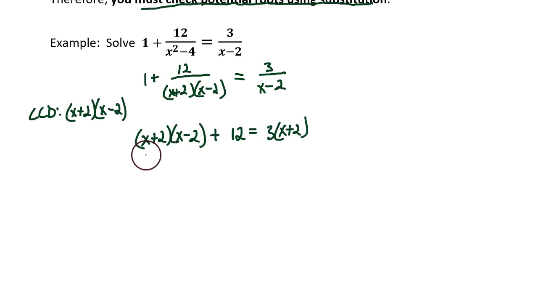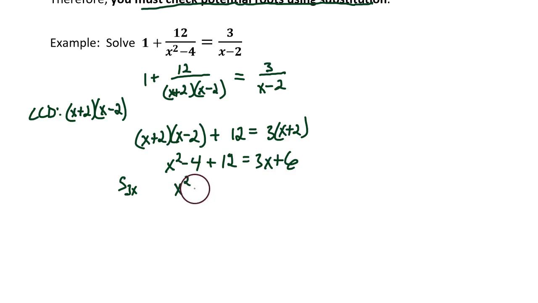Now solve this equation. X plus 2 times x minus 2 is the x squared minus 4. We have the plus 12, and then over here the distributive property, 3x plus 6. Let's subtract the 3x from both sides. We get x squared minus 3x. At the same time, let's combine the negative 4 and 12 to get 8, and that's equal to 6. Now subtract 6 from both sides. X squared minus 3x plus 2 is equal to 0.